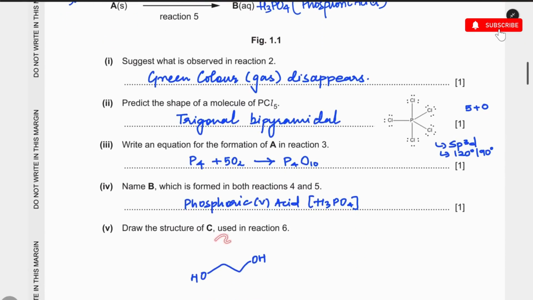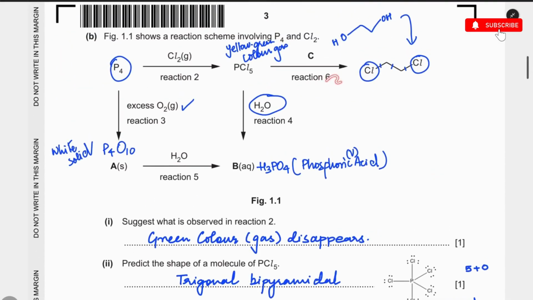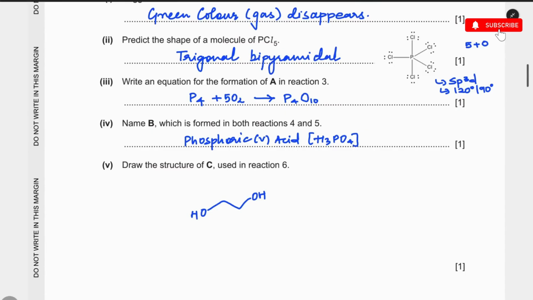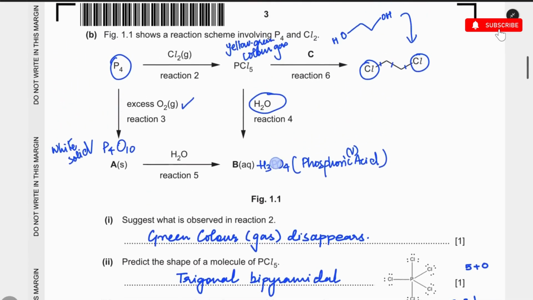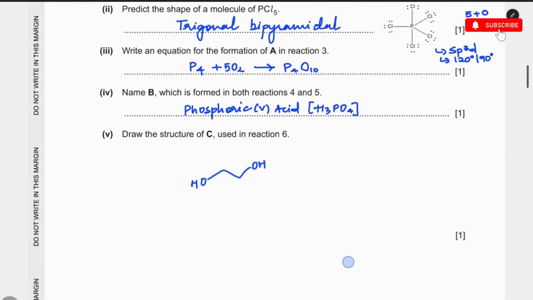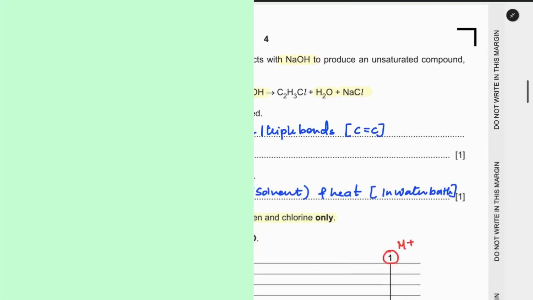Draw the structure of C used in reaction 6. So if you would see here, in reaction 6, we get chloroalkane while using alcohol. So you will write the same thing over here. You can write CH3CH2CH2OH. But over here, the question has been asked in skeletal diagram. They have given a skeletal diagram, so you will also write in skeletal diagram only. Okay. So here we'll give you 1 mark answer. Next question.